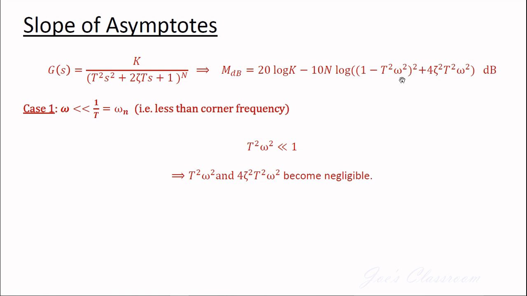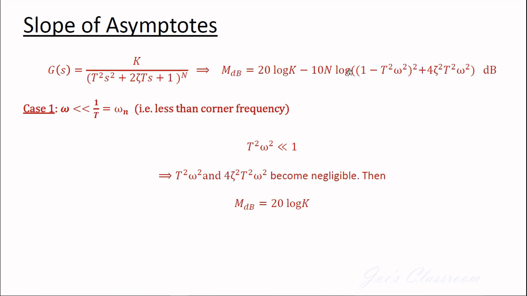If t square omega square is negligible, of course, zeta square t square omega square is also negligible, because zeta is going to be a number between 0 and 1. So zeta square is going to be still lesser, and therefore this entire term 4 zeta square t square omega square is also going to be negligible. In such a case, this entire term is reduced to 1. So when compared to 1, all these terms become very negligible, and the resulting term is 1.